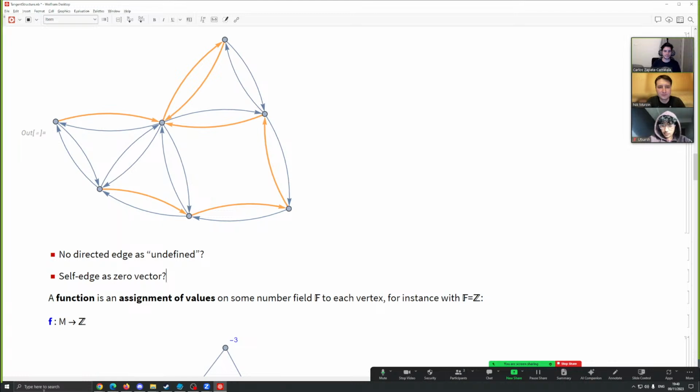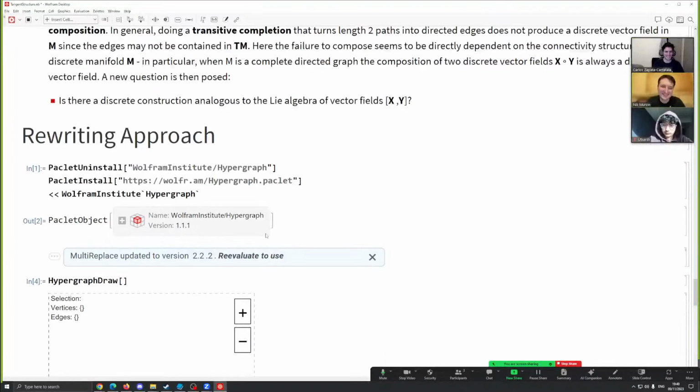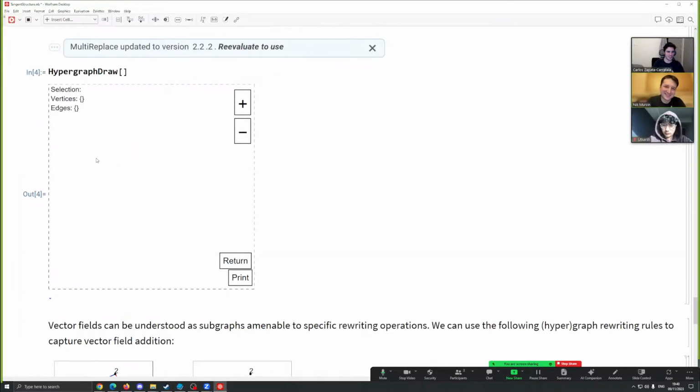I wish I was fast enough to draw a graph here. I can just use the hypergraph draw. That makes me fast enough. So you could have something like this, right?